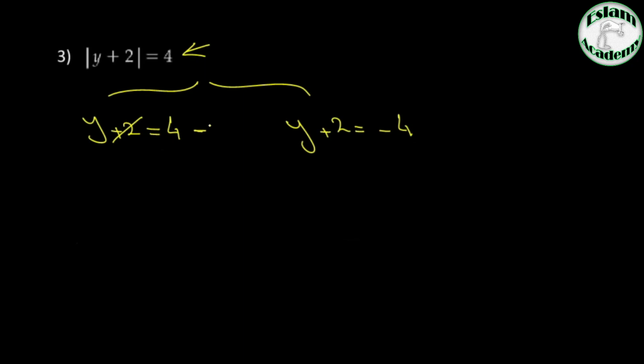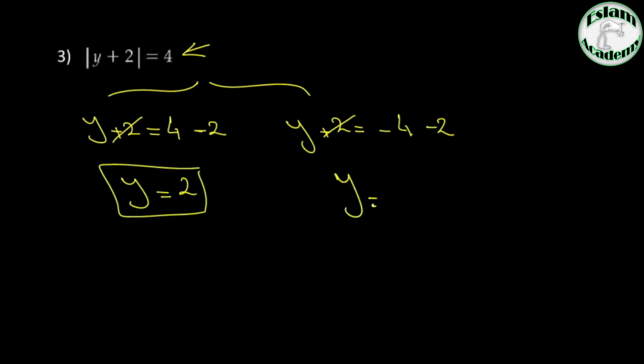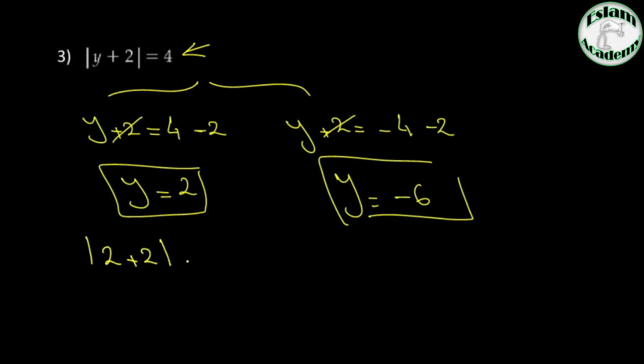So by subtracting 2, y now is equal to 4 minus 2 equals 2. And y is equal to negative 4 minus 2 equals negative 6. If you check your answer, you can find that 2 plus 2 is equal to 4, and negative 6 plus 2 is equal to negative 4, whose absolute value is 4. So the solution is 2 and negative 6.